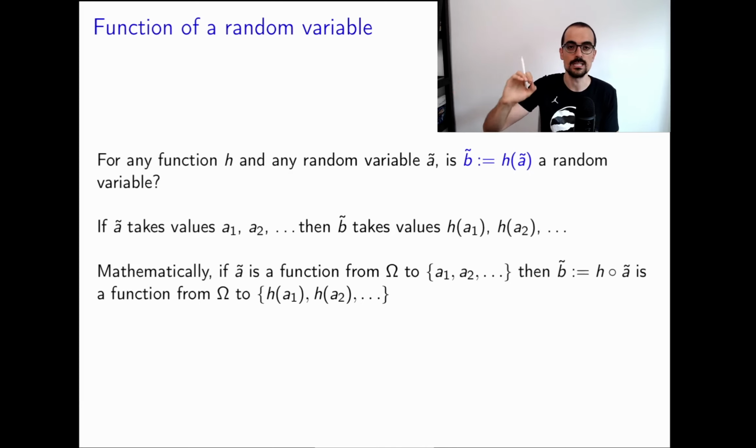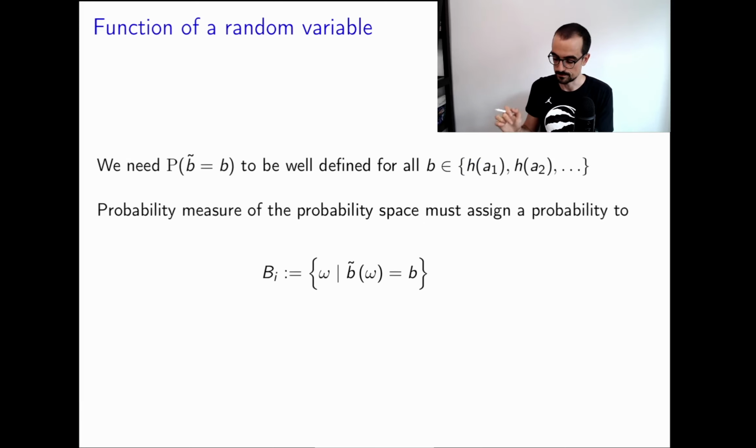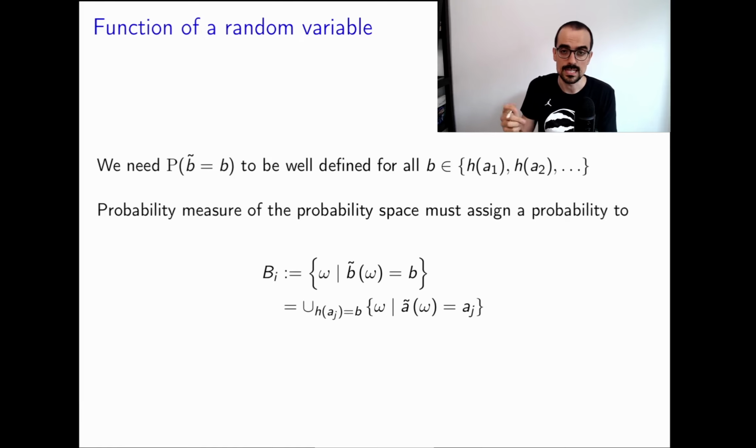That means that the probability measure assigns them a probability, because otherwise the probability that B is equal to a particular value is not going to be well defined. But that actually follows automatically from the fact that A is a random variable. Because we're considering these events where we consider the outcomes that map to a particular value of B, but we can just decompose that into, for which A_i's or A_j's is h(A_j) equal to B. There's going to be a few of them.